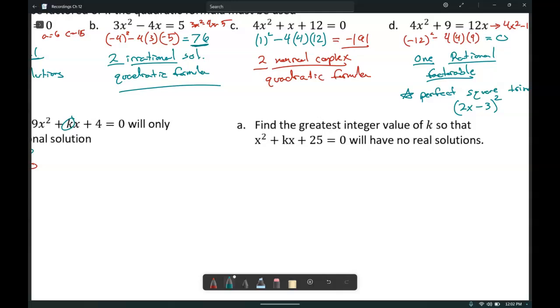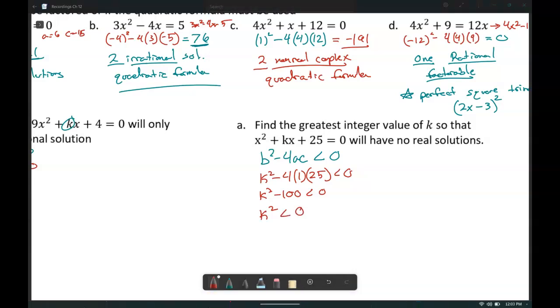If we want the greatest integer value, then our discriminant has to be less than 0 in order for it to be negative for no real solutions. So we substitute our values in that we know. And we find that k squared has to be less than 100.